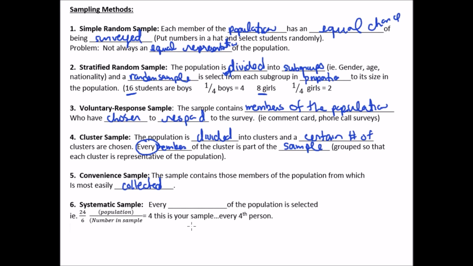Every nth number of the population is selected. Okay, so when we say nth, this represents a number. So you can do every second member, every 8th member, every 12th member of the population is selected and sampled. So, for example, if the population is 24 people and you want to sample 6, then you would sample every 4th person.